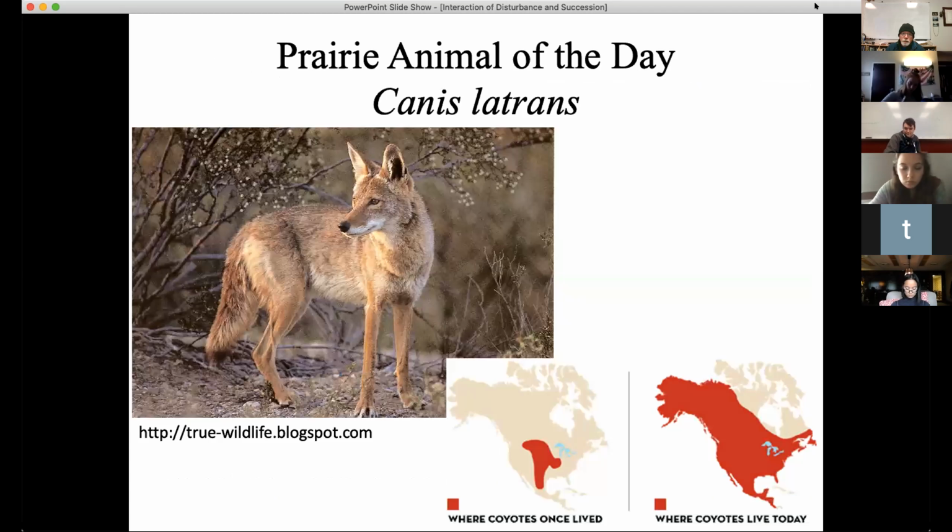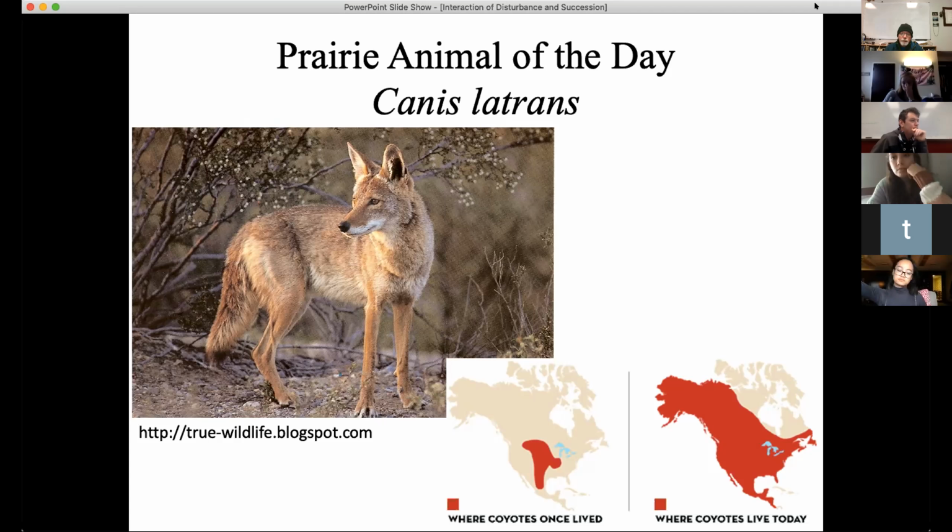Prairie animal of the day is the coyote, Canis latrans. This is an interesting species for a lot of reasons. It's a top predator in many cases, especially in places where humans have gotten rid of larger predators. And so while the coyote might not have been the top predator 200 years ago in many cases, because of the presence of mountain lions and bears and things like that, it certainly is the top natural predator in many places in the United States.